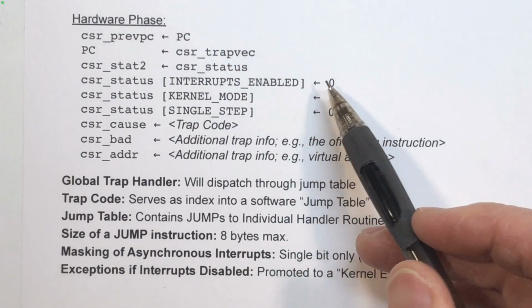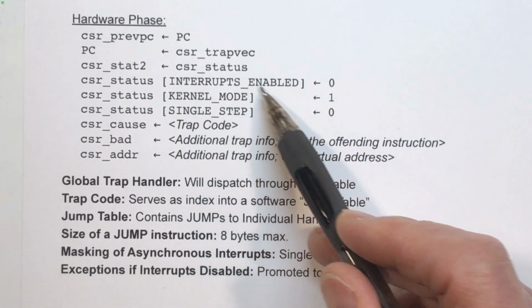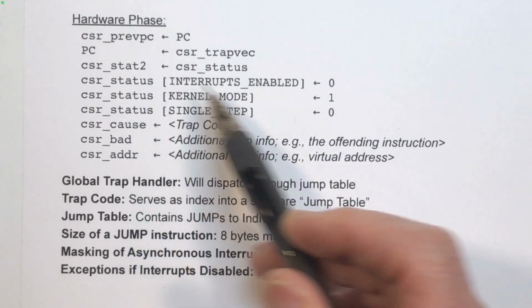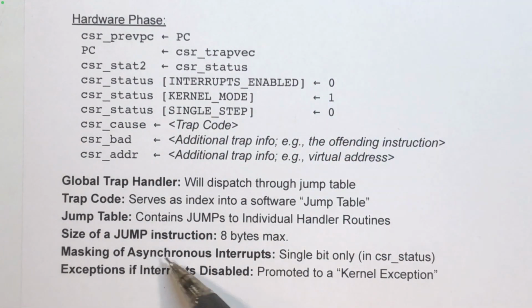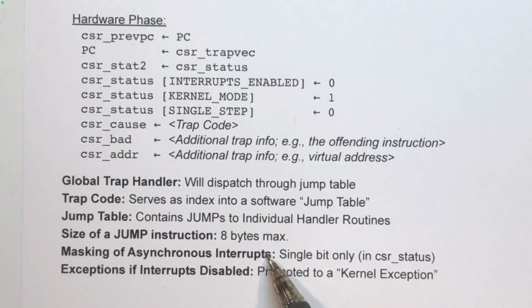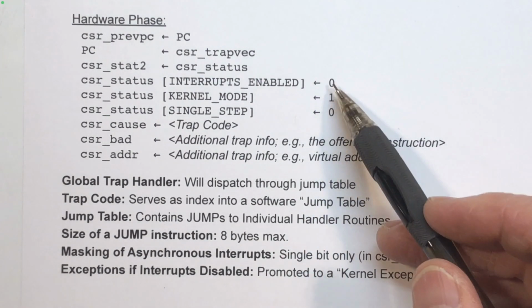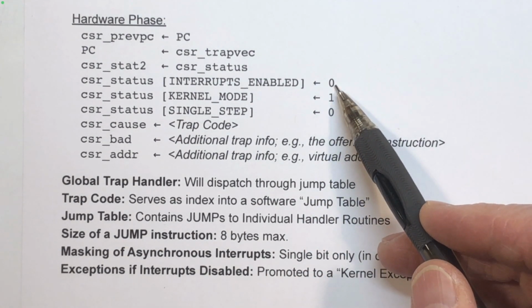In the Blitz architecture, there's only a single bit called the interrupts enabled bit in the status register to control whether or not asynchronous interrupts are masked or not. There is no complex mask, multi-bit mask, or anything like that. It's just a single bit. Either interrupts are enabled or they are not.